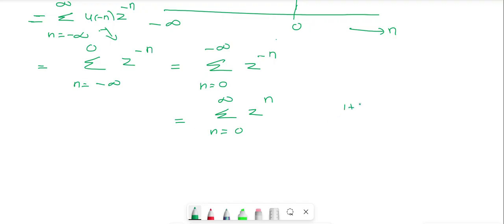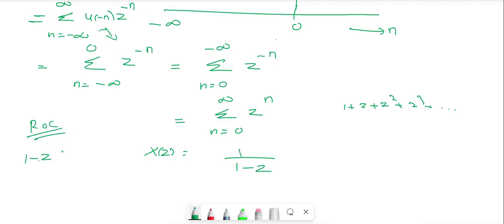So 1 plus z plus z squared plus z cube plus, so this x of z is equal to 1 by 1 minus z. For ROC, 1 minus z should be greater than 0, so 1 is greater than z. So z is less than 1 for this function. So the ROC is less than 1.